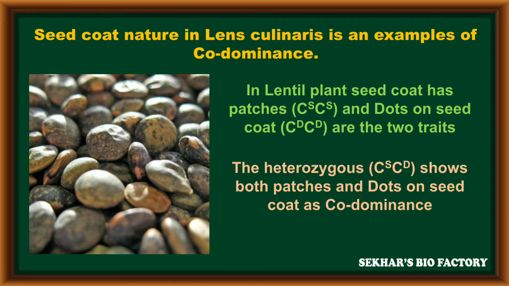In the heterozygous condition, if the gene has capital CS and capital CD alleles, it shows both patches and dots. So both patches and dots are observed on the seed coat because of codominance.